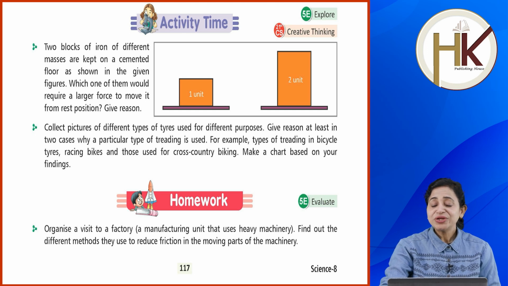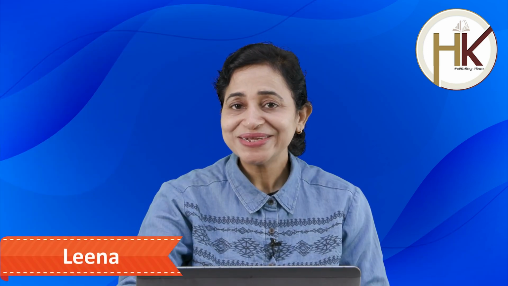Homework is to organize a visit to a factory or a manufacturing unit that uses heavy machinery. Find out the different methods they use to reduce friction in the moving parts of the machinery, and have fun. Children, enjoy.